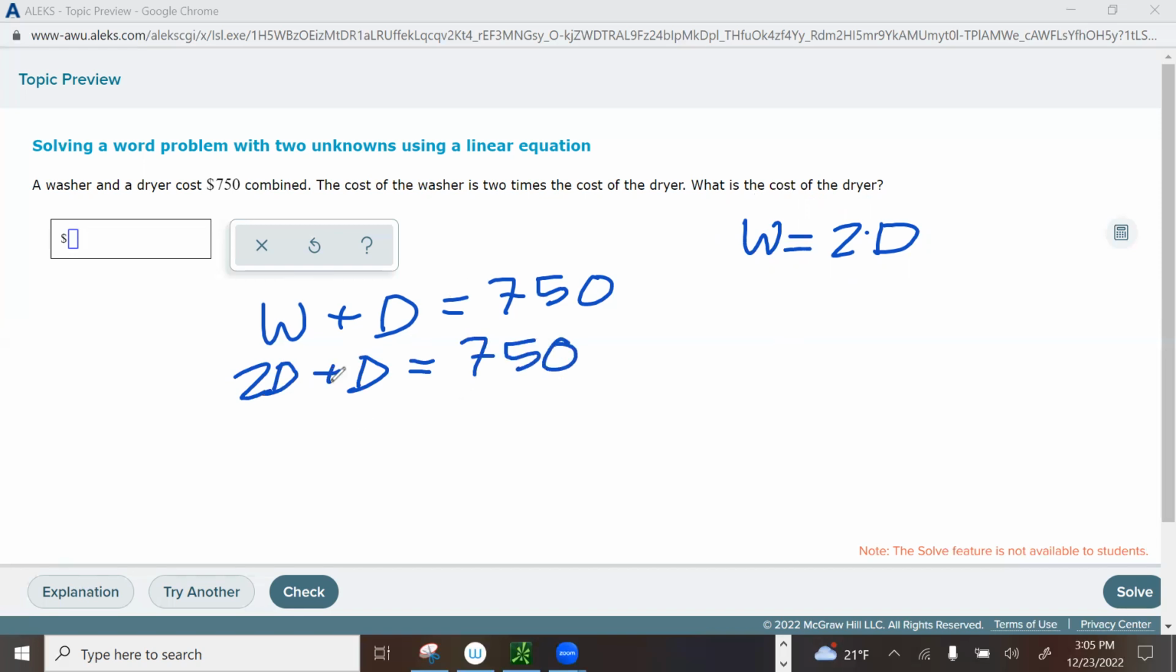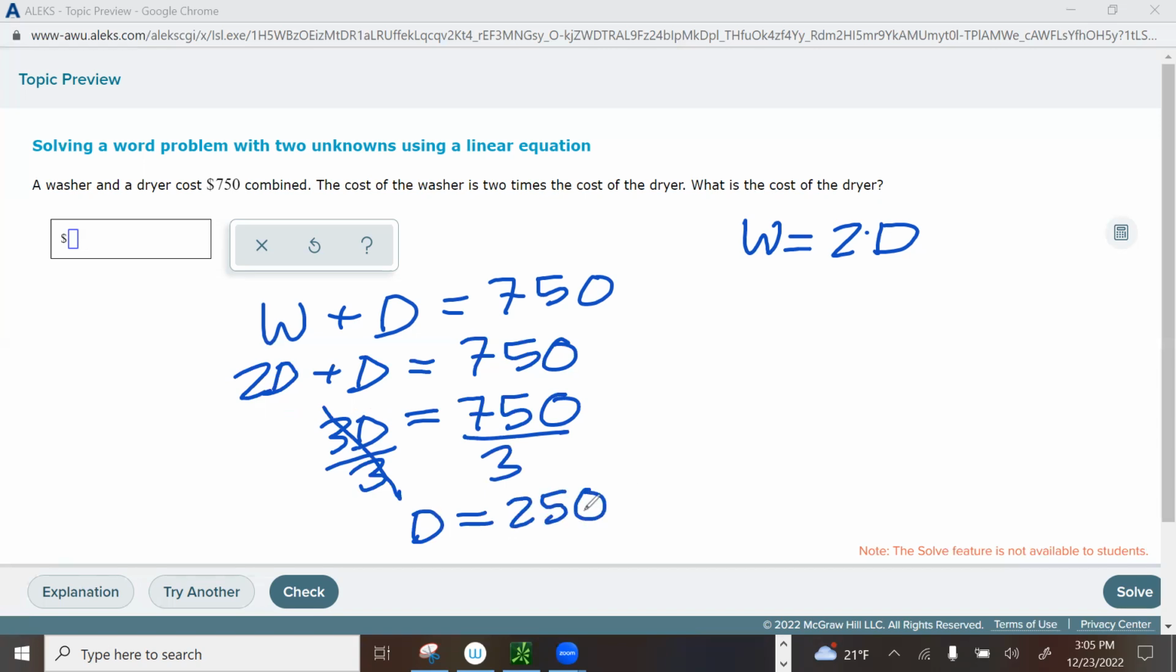Now I have an equation with just a single variable, and that is a good thing because 2D plus 1D, they're like terms, makes 3D. And then I could say, okay, what's being done to the variable D? It's being multiplied by 3. Let's divide by 3 because that's the opposite. So I'll do it to both sides so that the two sides stay in balance. And I get D is 250.